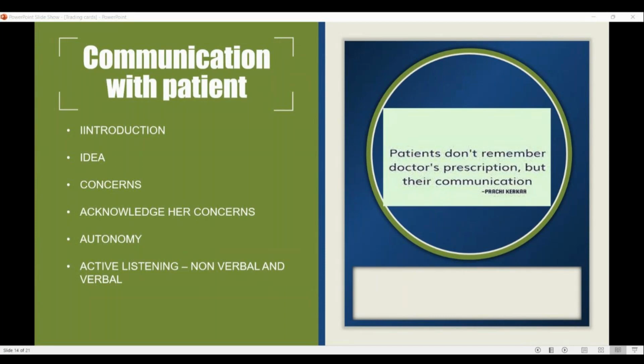So in the introduction, you will ask her name and age. Yes, so you have confirmed the name and age. You are a safe doctor, right? You have confirmed the identity. Introduce yourself, who you are. You are ST5, ST4. Where are you? In which clinic are you?